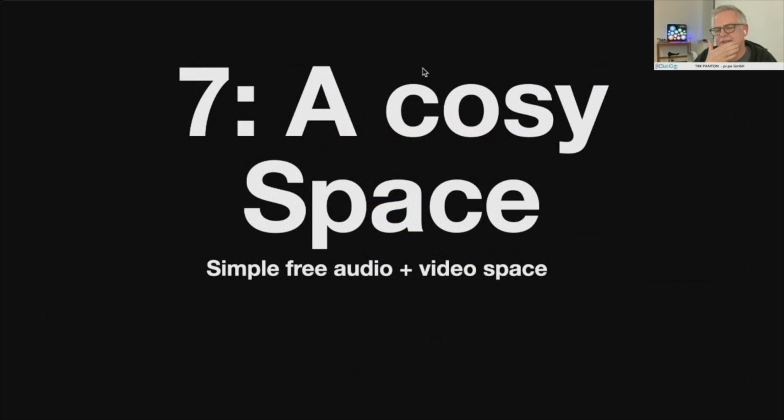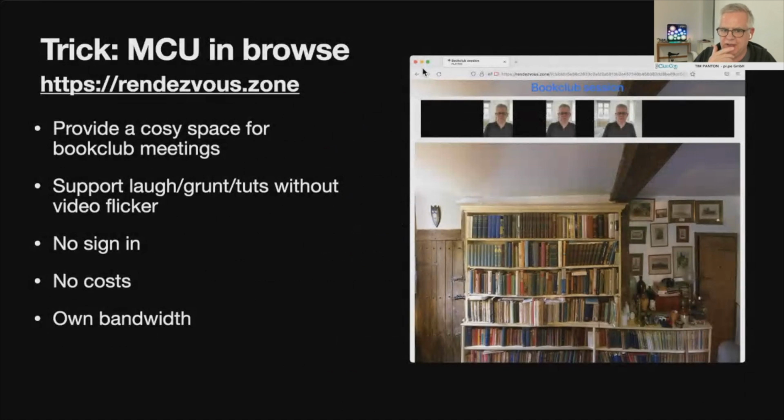So the seventh one was Cozy Space. This is a simple, free audio and video space for kind of hanging out. The specific example was a book club. So, we'd had a book club that had been meeting before the pandemic, and we kind of wanted to keep meeting, but we wanted to preserve the atmosphere of the room.